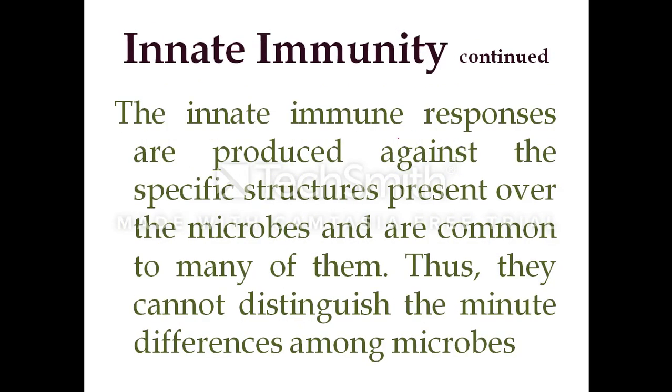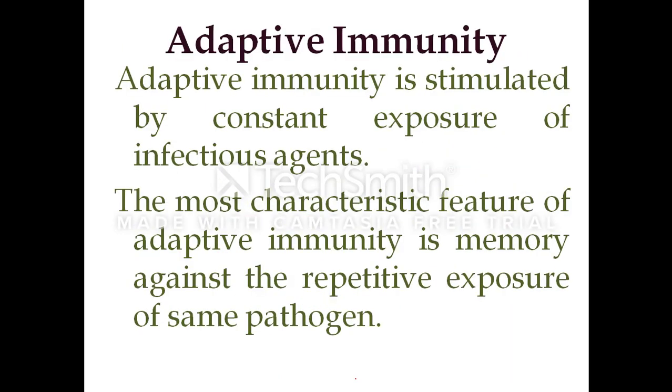Innate immune responses are produced against specific structures present on the microbes and are common to many of them. Thus, they cannot distinguish the minute differences among the microbes. This is very important. So they recognize the specific structures present on the microbes that are common to many of the microorganisms. They fail to distinguish minute differences among the microorganisms.